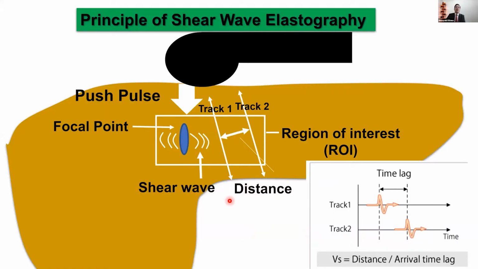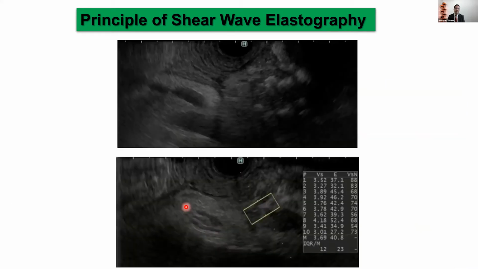This is the principle of shear wave elastography. When the pulse is sent to the focal point, a shear wave is generated. When we measure the shear wave velocity, we can measure tissue hardness quantitatively using this method. This is the image during measurement of tissue shear wave velocity. The harder tissue has the higher shear wave velocity.